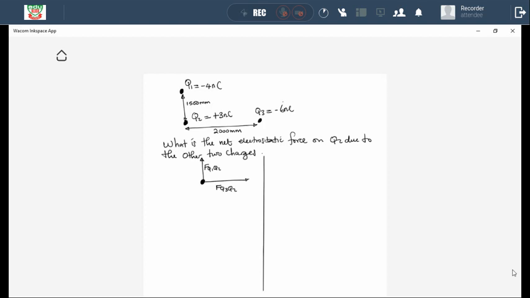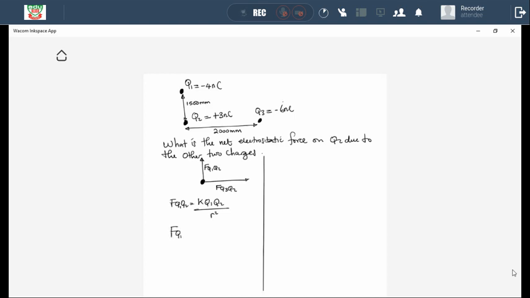Then from there, I need to determine F Q1 Q2 and F Q3 Q2 using the formula, which is Coulomb's law. Then F Q1 Q2 is equal to k Q1 Q2 over r squared.